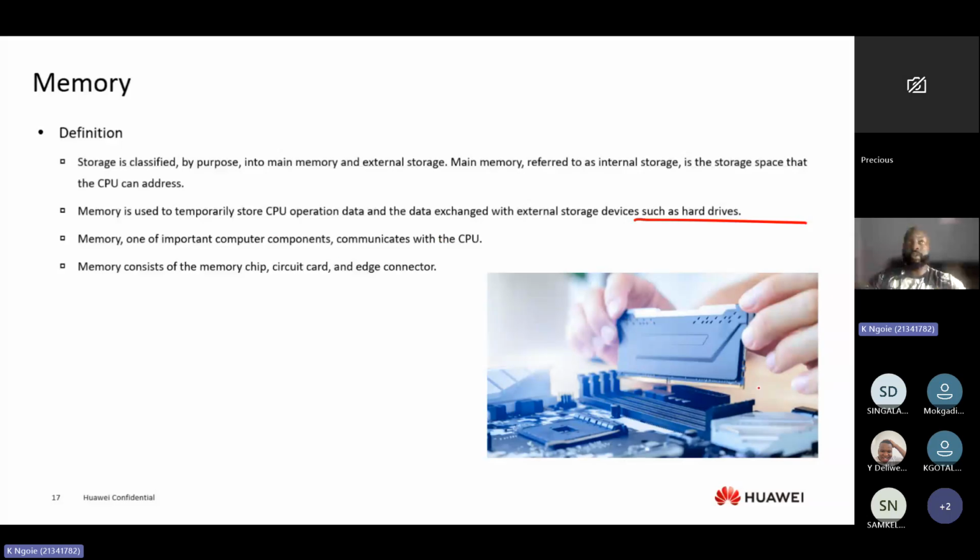You have, for example, those circuit cards that people always refer to as RAM. You have maybe specifications of them, such as DDR1, DDR2, DDR3. For example, you can find a computer that has 8 gig of RAM. This computer is going to process data faster than a computer that has 4 gig of RAM.